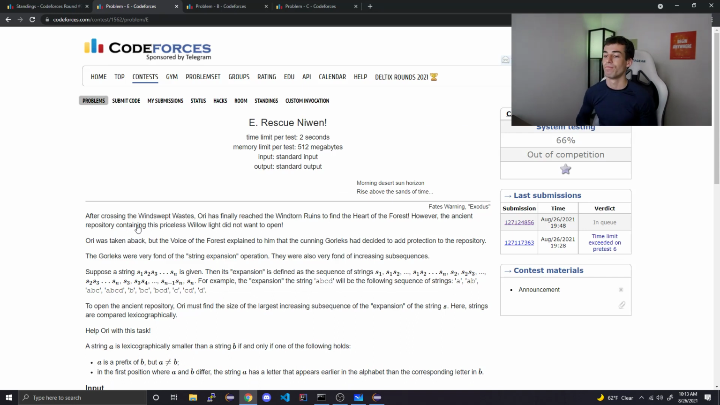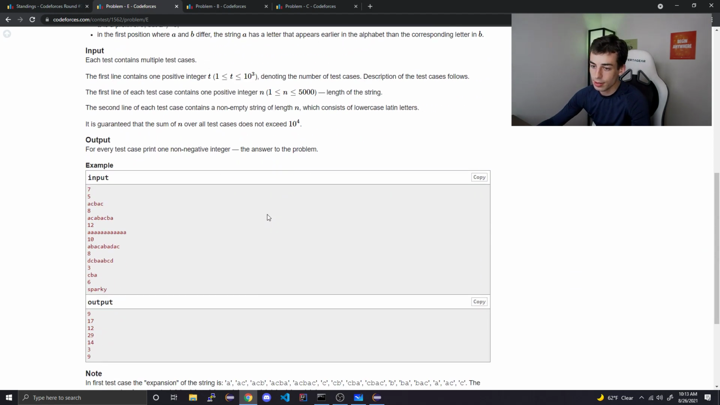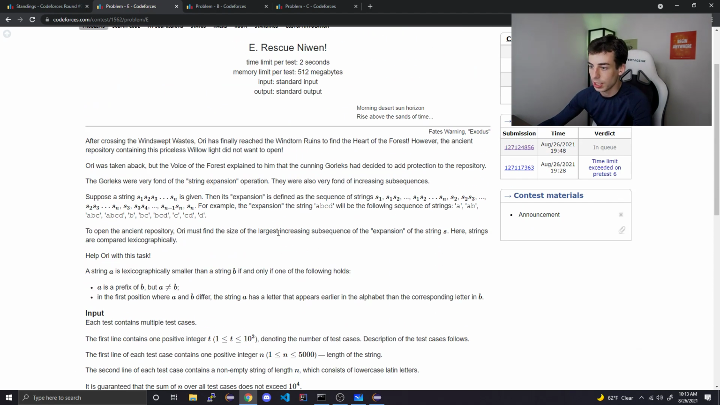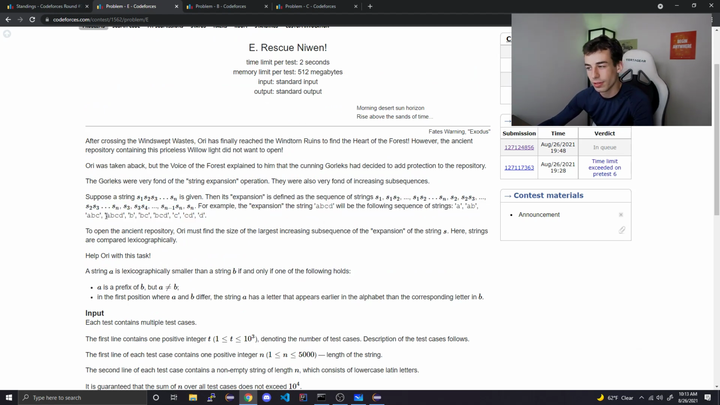Finally, problem E. Let's do this. So problem E, rescue Nguyen. Okay, so this is a little bit more difficult to explain, but it's not hard to code at all. The statement actually does a pretty good job of explaining it, I think. It's a kind of complicated operation, but you're looking at all substrings of some given string, and they're given in an order that an n-squared for loop would work in.